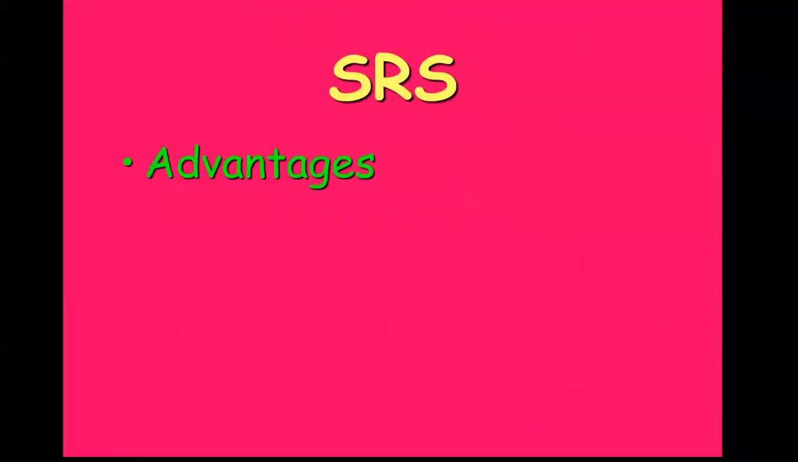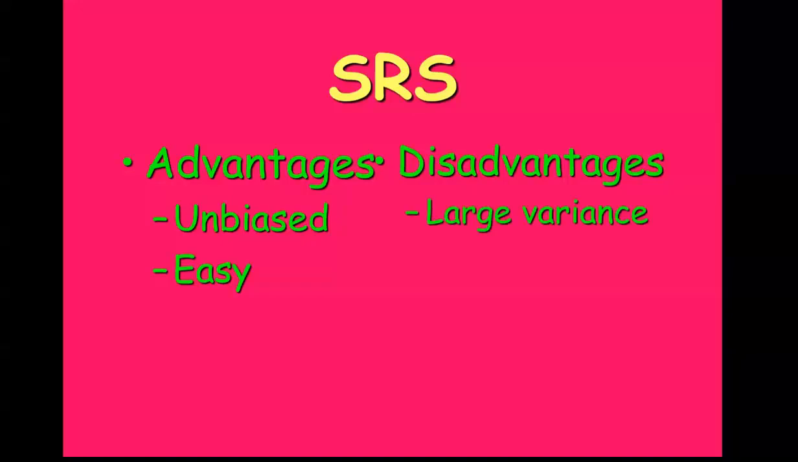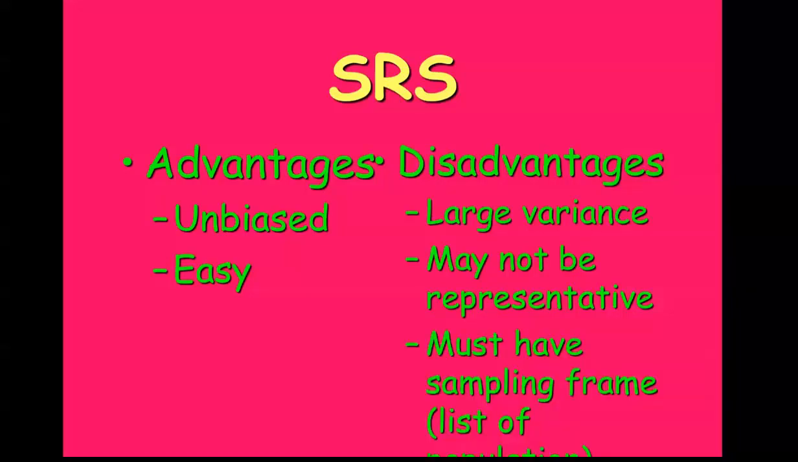Alright, so let me go through advantages and disadvantages of this. SRS are unbiased, they're easy to do. Disadvantage is a large variance, so there could be a lot of variety in the types of data that we collect. Random, it might not be representative. Of course, none of this might be, but just have to understand that if I randomly pick it, it might not all represent the population that well. And again, we'll talk more about that. And in order to do this, I must have a sampling frame, or a list of the population.